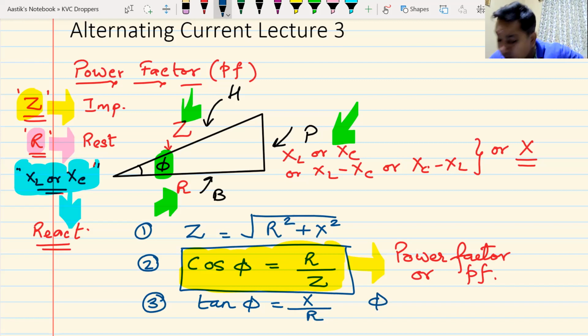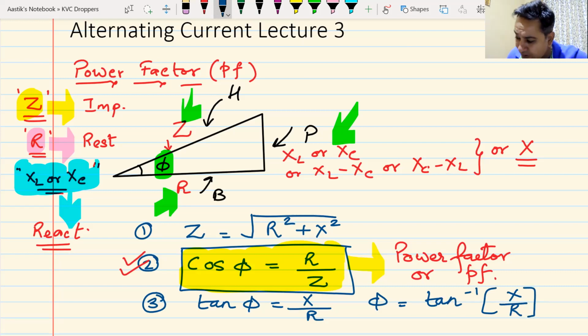From here, I can find the value of phi. I can also find the value of phi from equation number 2. But normally, whenever someone asks you the value of angle phi, you find it out from the third equation, not from the second one. The value of phi is tan inverse of X by R. And I hope you remember it.